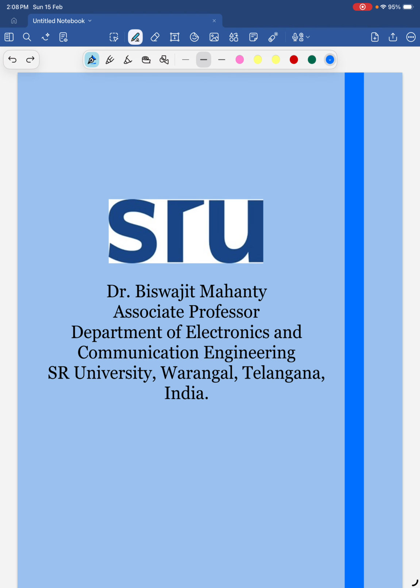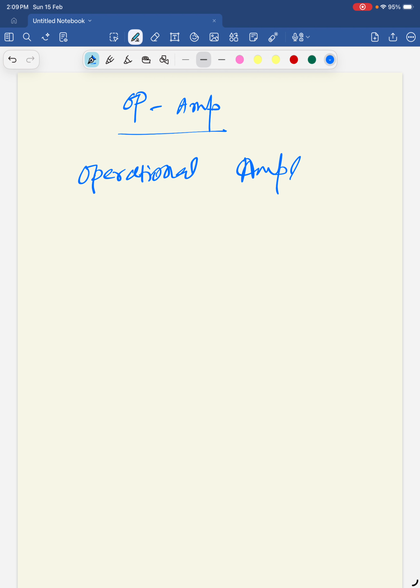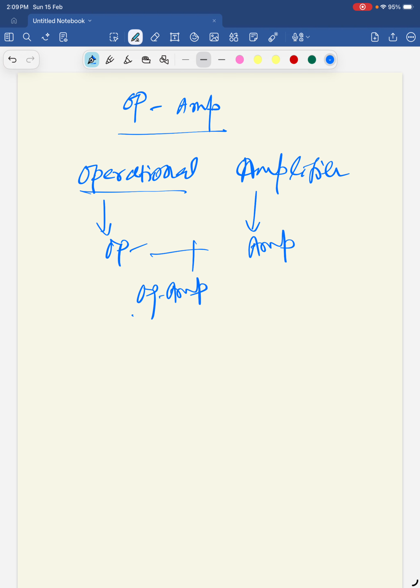Today I am giving a brief discussion on operational amplifier and its applications. So op-amp means operational amplifier. Operational gives "op" and amplifier gives "amp", so together we write op-amp. The basic applications will be covered in today's session.